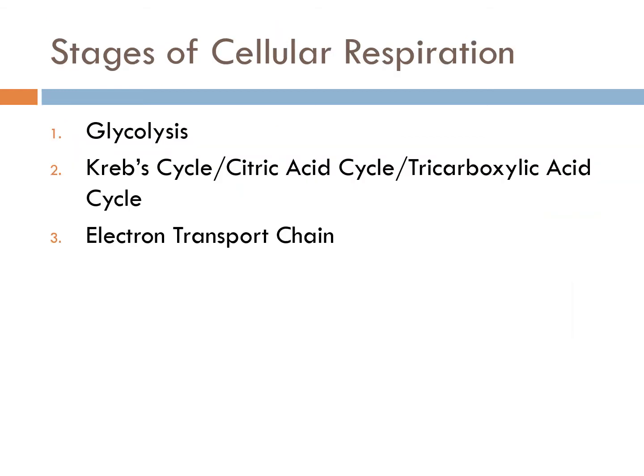So for cellular respiration, there are three main steps, and you should know the broad strokes of each. If this was a biochemistry class in college, you would need to know all the different steps in glycolysis and in the Krebs cycle, and that's what I did in college.